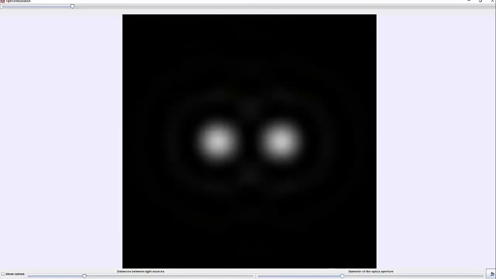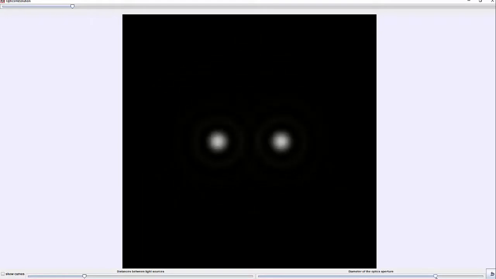But that's just an animation, but it shows what happens when you change the diameter. If you decrease the diameter, you can't see such fine detail anymore. And as you increase the diameter, you can see more detail. Not a lot of detail to be seen in these, but at least you can tell that they're two different light sources if you have a large enough diameter.